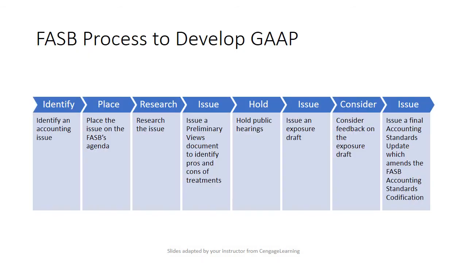The FASB process to develop GAAP is to identify an issue, place the issue on the agenda, research the issue, issue a preliminary views document to look at the pros and cons, hold the public meetings, and issue an exposure draft, consider feedback, and finally issue a final accounting standards update.